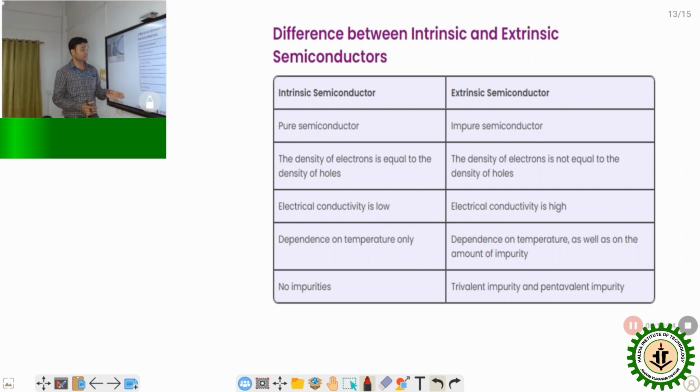Also, regarding dependency on temperature, both intrinsic and extrinsic types depend on the temperature. The extrinsic type depends on the temperature as well as the amount of impurity. In the case of intrinsic, no impurity is doped. In the case of extrinsic, trivalent and pentavalent atoms are doped into the pure semiconductor.